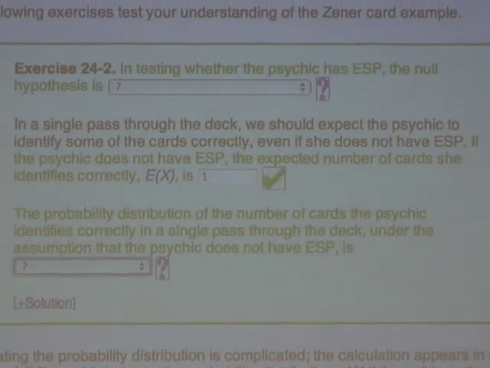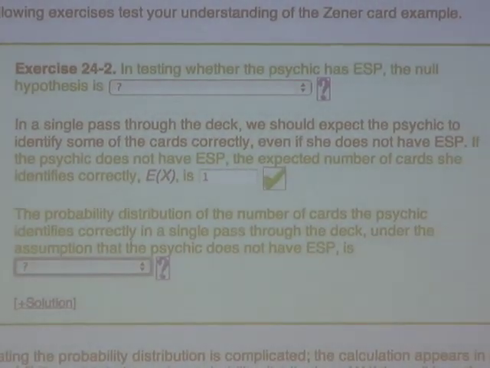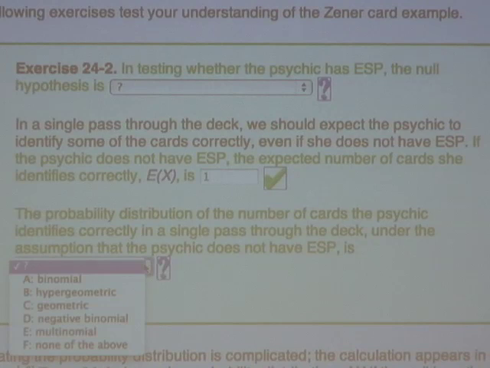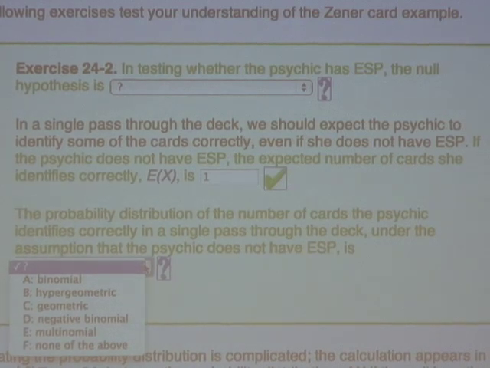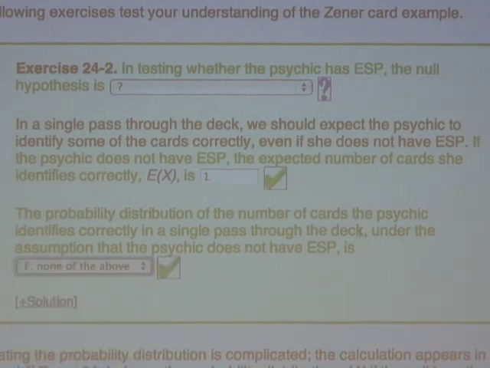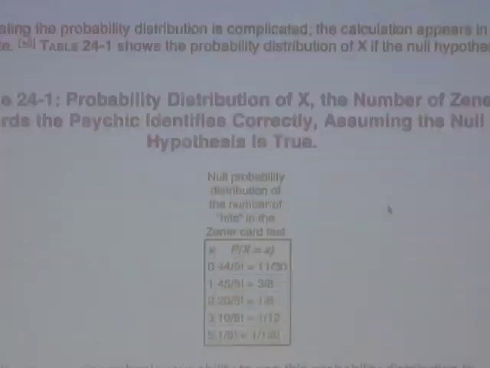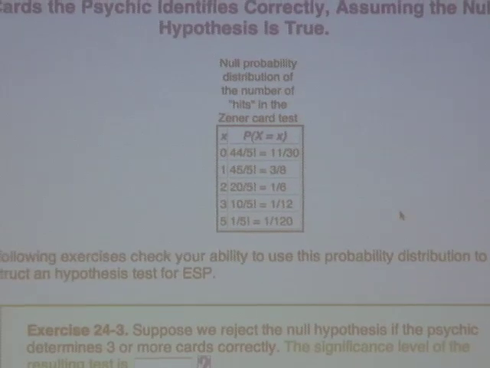Okay, so now what's the probability distribution of the number of cards the psychic gets right in a single pass through the deck, under the assumption that the psychic doesn't have ESP? I think there's a missing thing here, which is complicated. It's none of the above, right? It's not anything we know a name for. Here it is numerically.